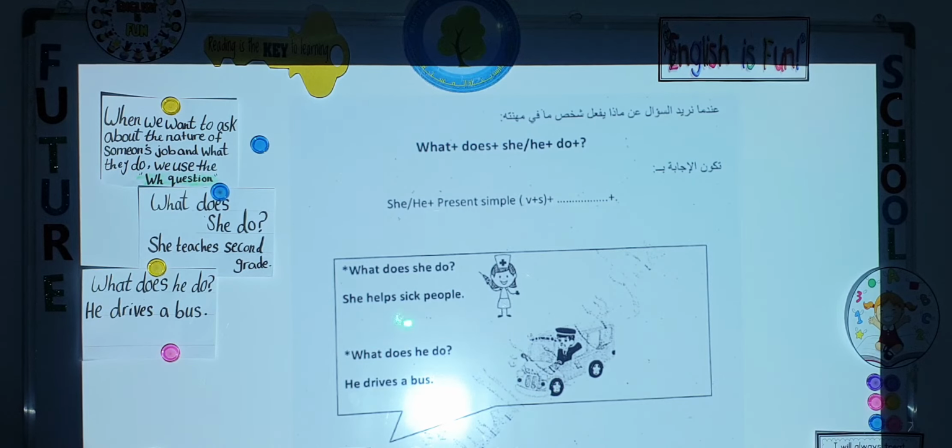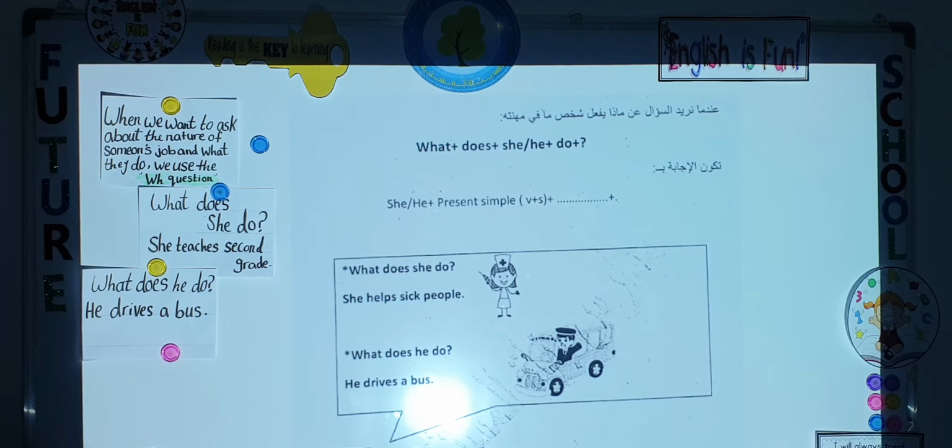Now, what does a bus driver do? What does a bus driver do? Does he cook? Does he dance? Does he sing? No. What does he do? The answer is, of course, he drives a bus. He drives a bus. Drives, S. He drives a bus. And now, please note that the S here, the sound of S is as. He drives a bus.